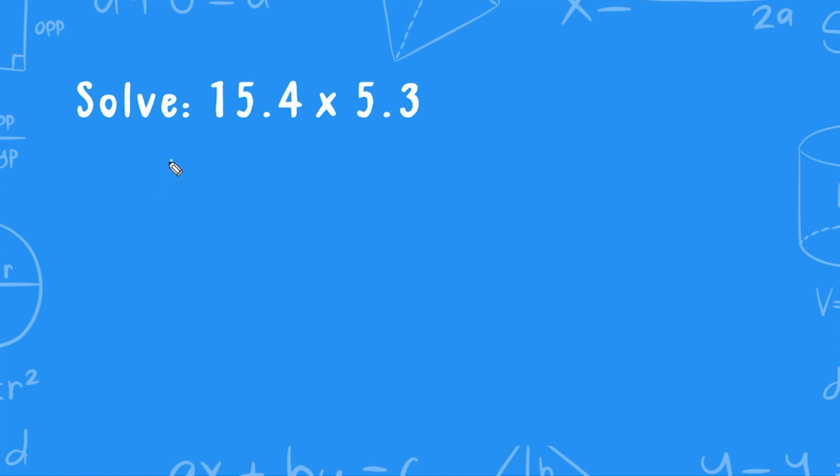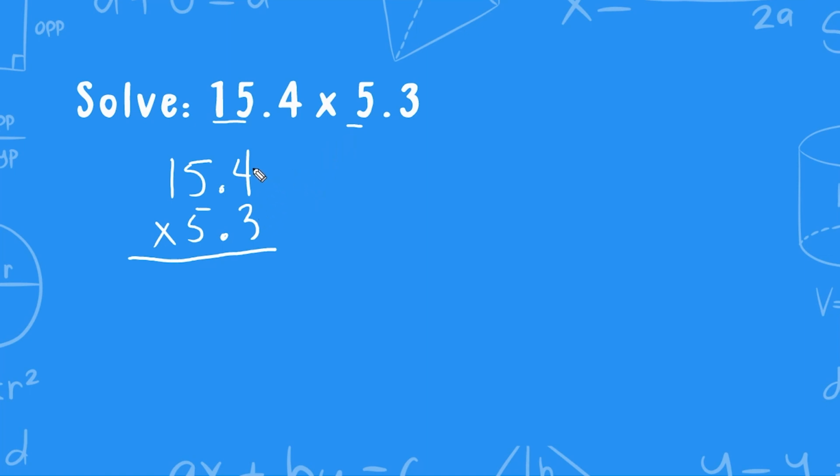All right, for this problem, we have to multiply 15 and 4/10 by 5 and 3/10. Now, before even multiplying, we should understand that our answer should be about 75. And that is because if we multiply the whole numbers together, 15 and 5, that gives us 75. And we're multiplying a little bit more than that, so our answer should be a little bit bigger than 75.